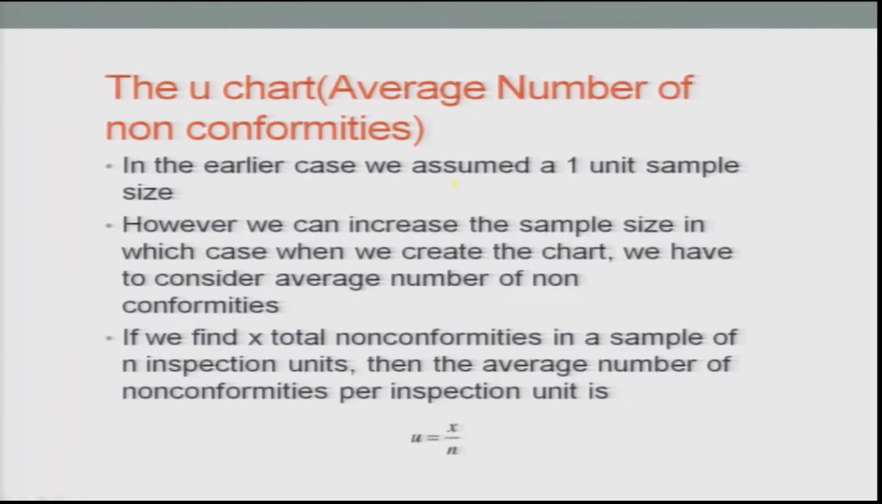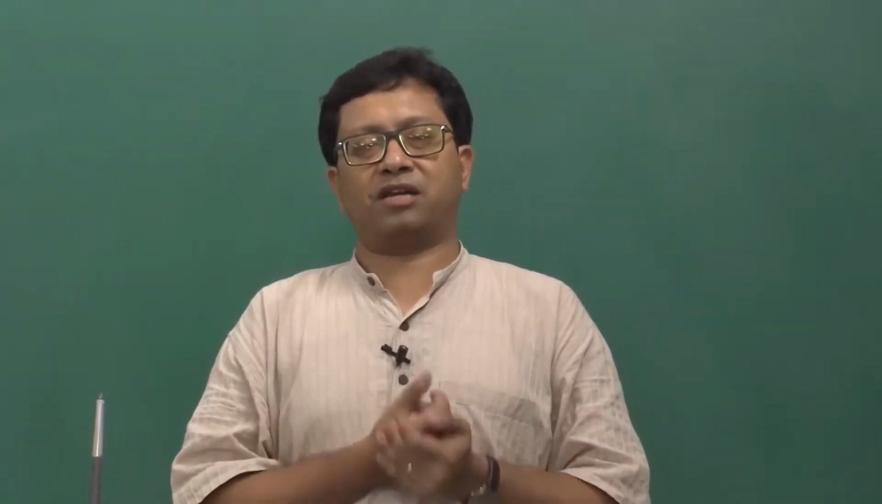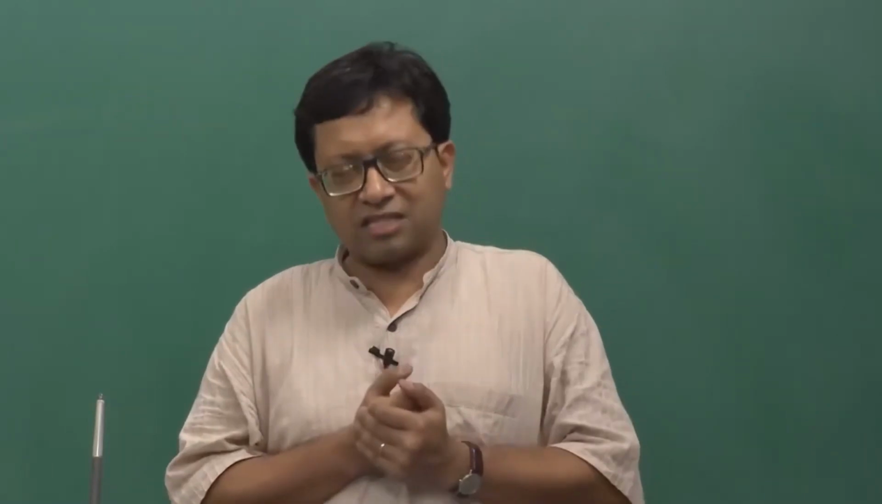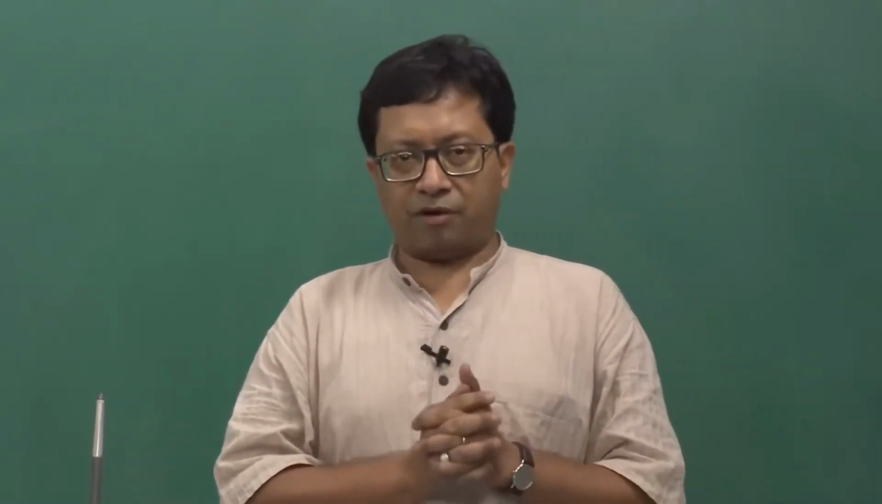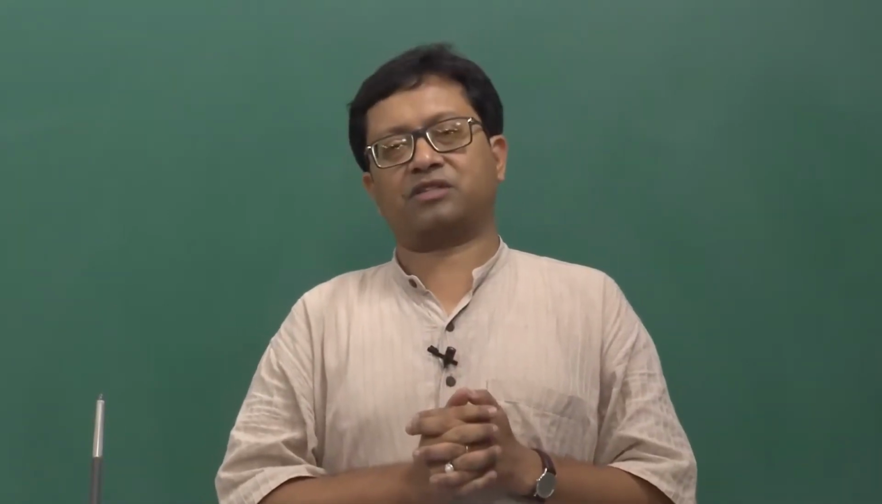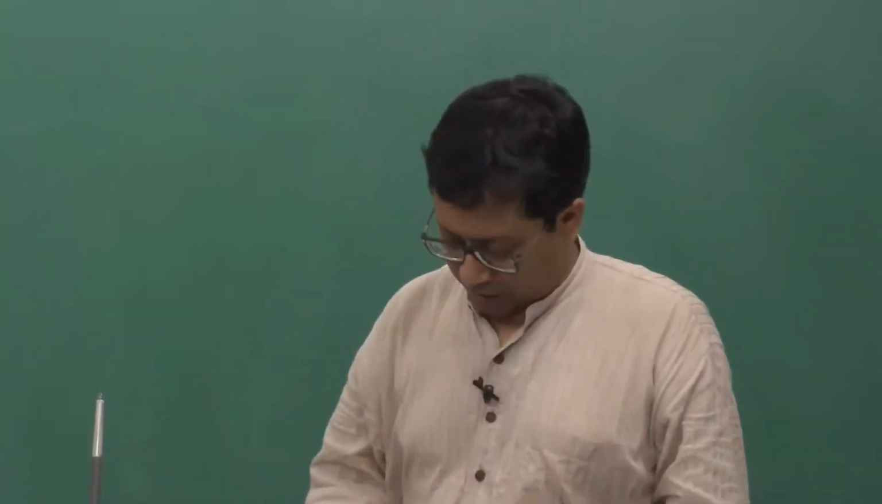Now if you remember, X is the total non-conformities, n is the sample size. So it may be possible that in the first set of observations of sample size n, you found 2 defects. In the second case, the number of defects, for example, comes out to be 5. So if I find out the total number, that number is given by X.